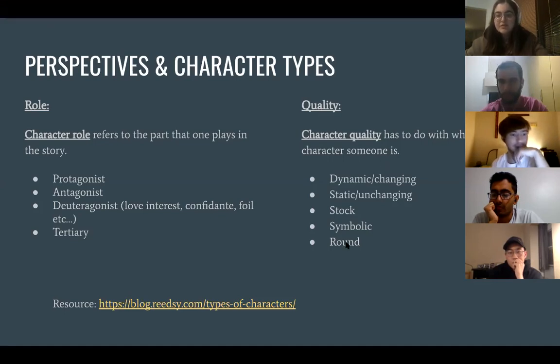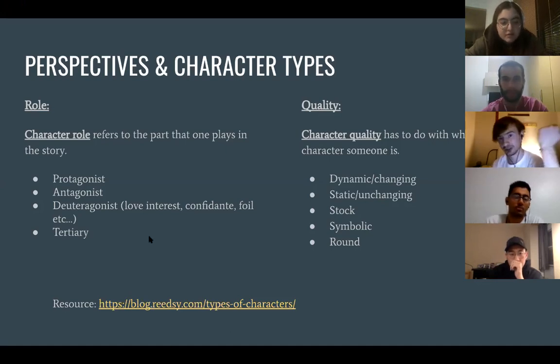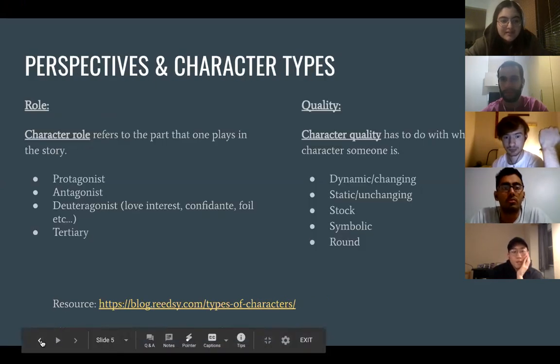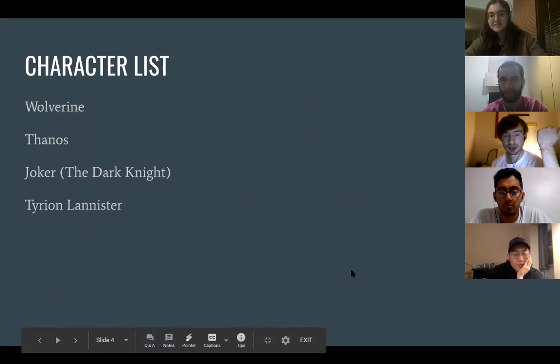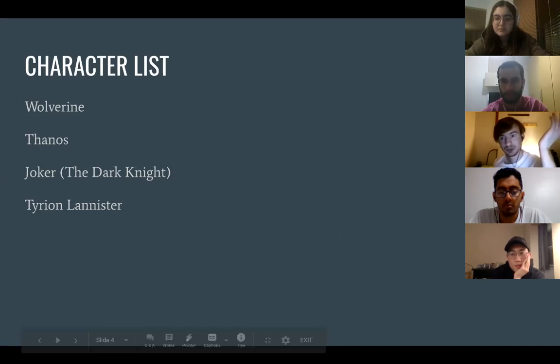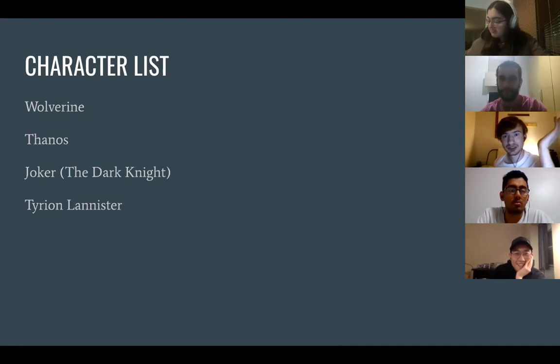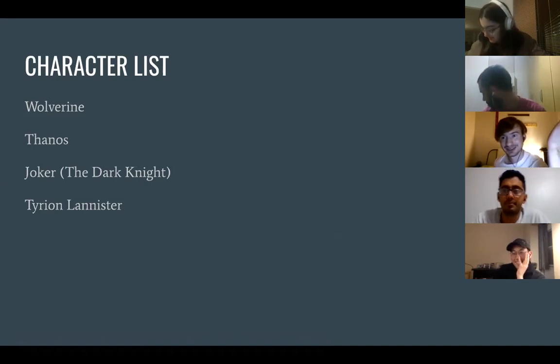And so, moving on. For instance, let's go back to our list of characters, the characters we chose. Like Wolverine. Let's talk a bit about Wolverine. Has anyone seen more than Logan in the X-Men movies? Does everyone have seen at least, let's say, Logan and X-Men 1, for instance? Yeah. Okay.